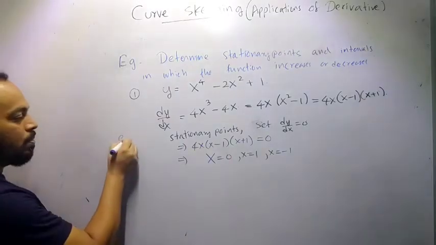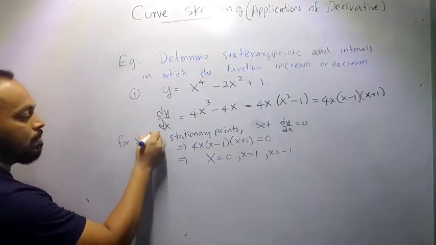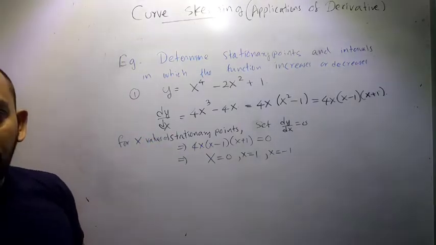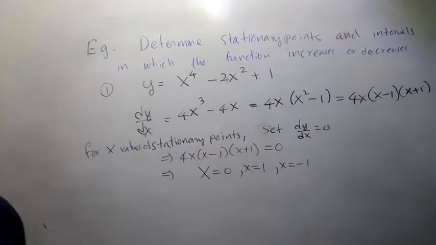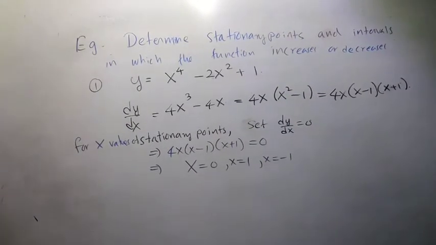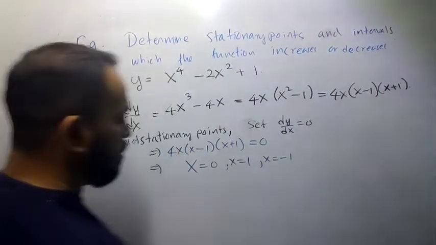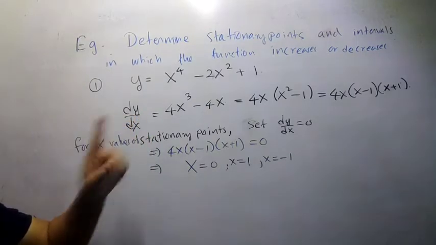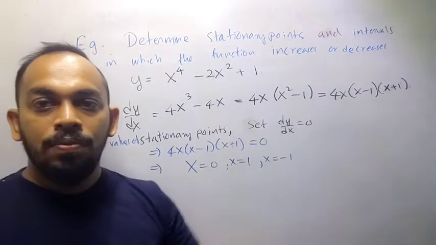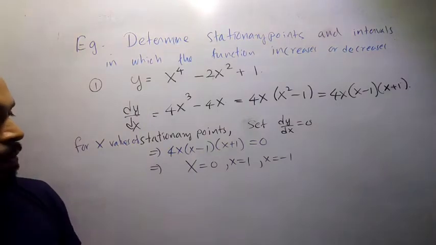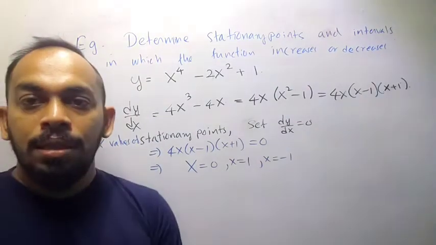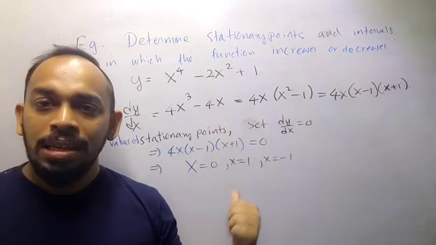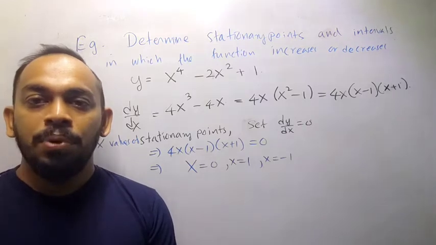So these are the x values of the stationary points. Okay. So we have figured out all the x values. When x equals 0, x equals 1, x equals minus 1, the derivative of the function is equal to 0. Which means we have turning points at these 3 points. So we have to figure out the turning points. These are just x values. So how do you get turning points from this?